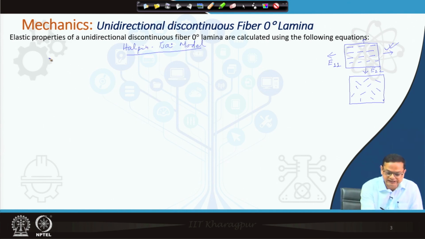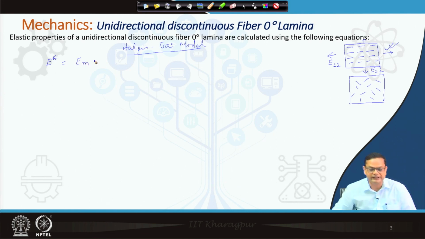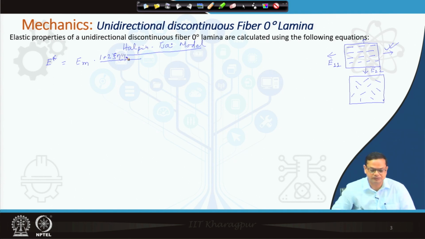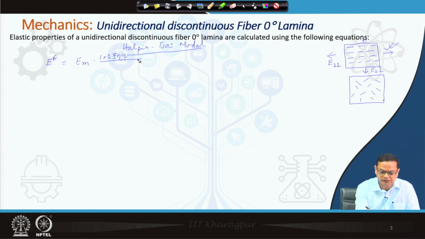what we get is that E star is equal to Em, where Em is the modulus of the matrix, multiplied by 1 plus 2 xi eta Vf. I will explain all these terms. E star equals Em times (1 plus 2 xi eta Vf) over (1 minus eta Vf).